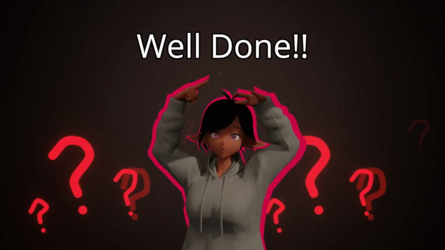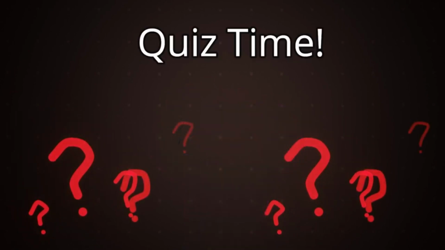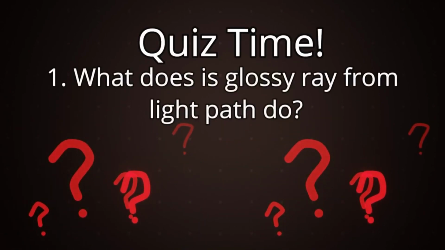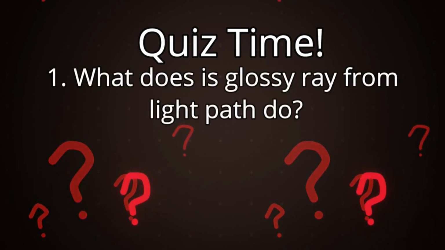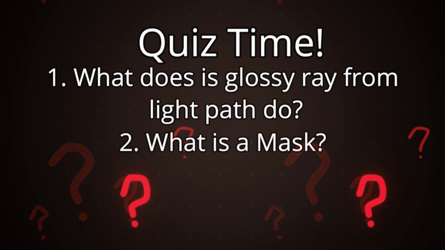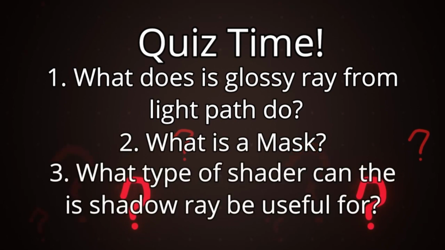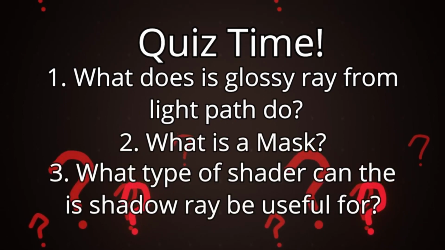Great job everyone for making it to the end of this tutorial. We're now going to have a quick quiz to cover what we've learned today. Number 1. What does is glossy ray do in the light path node? Number 2. What is a mask? Number 3. What type of shader can the is shadow ray be useful for? I'll be answering the questions in 15 seconds from now.